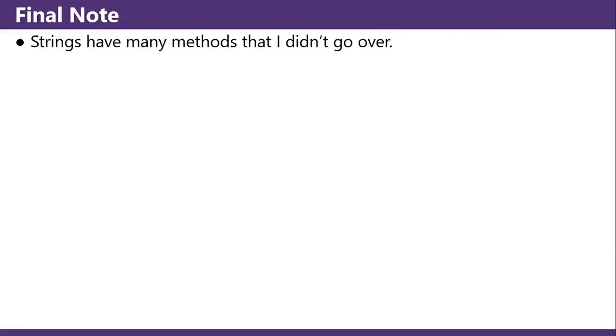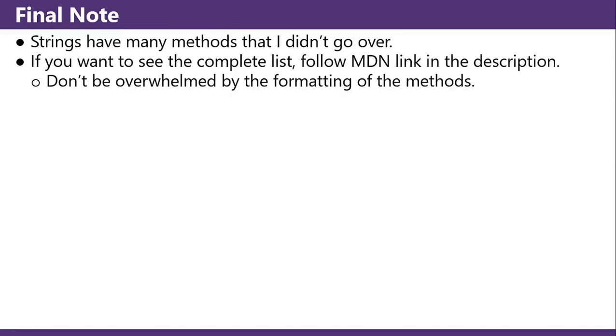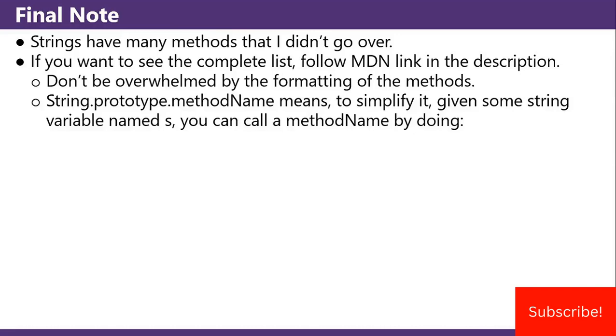Final note, strings have many methods that I didn't go over. If you want to see the complete list, follow the MDN link in the description. MDN stands for Mozilla Developer Network. Don't be overwhelmed by the formatting of the methods. String.prototype.methodName means, to simplify it, given some string variable named s, you can call a method by doing s.methodName. Ciao.